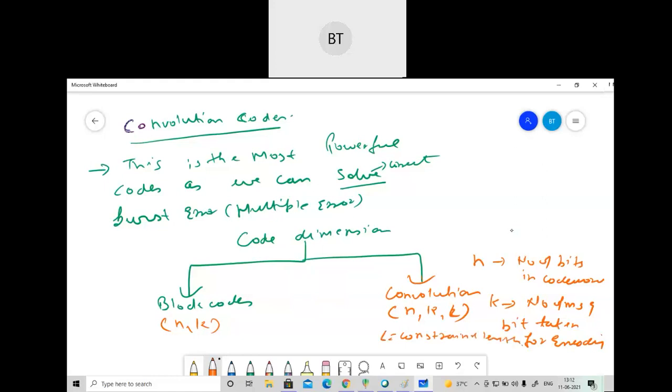Or you can say the number of shift registers, meaning how many times we have applied the shifting here; that will be the value of L. If we have applied the shifting 3 times, the value of L will be 3. If we have applied the shifting 2 times, the value of L will be 2. So this is all about the convolution code.